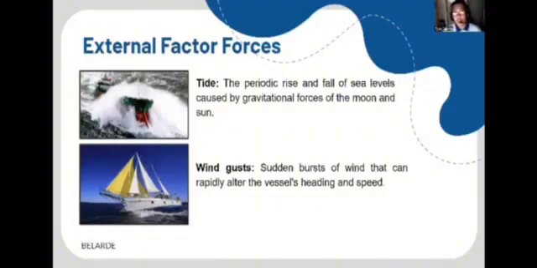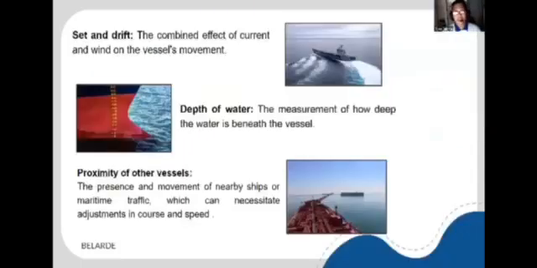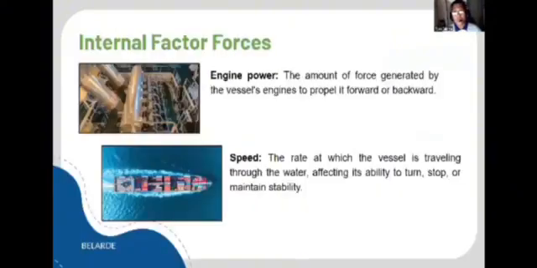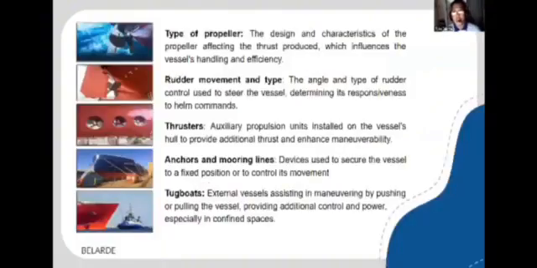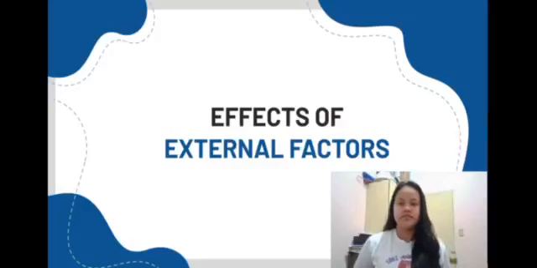So here are some examples: a tide, wind gust, the set and drift, depth of water, and also the proximity of the other vessel. While for the internal factor, forces come from the inside of the vessel. So here are some examples: the engine power, speed, the type of propeller, rudder movement, thrusters, anchors and mooring lines, and also tugboats. And that's it for the external and internal factors of the ship.